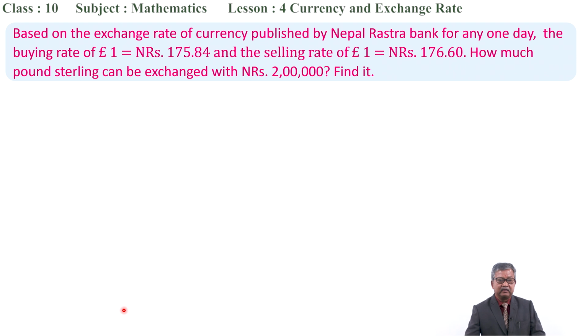Now next, here pound sterling. Based on the exchange rate of currency published by Nepal Rastra Bank for any one day, the buying rate of 1 pound is 175 rupees 84 paisa, and the selling rate of 1 pound is 176.60. Then how much pound sterling can be exchanged with Nepali rupees 2 lakhs? So before that, I showed you the solution of one problem, isn't it?